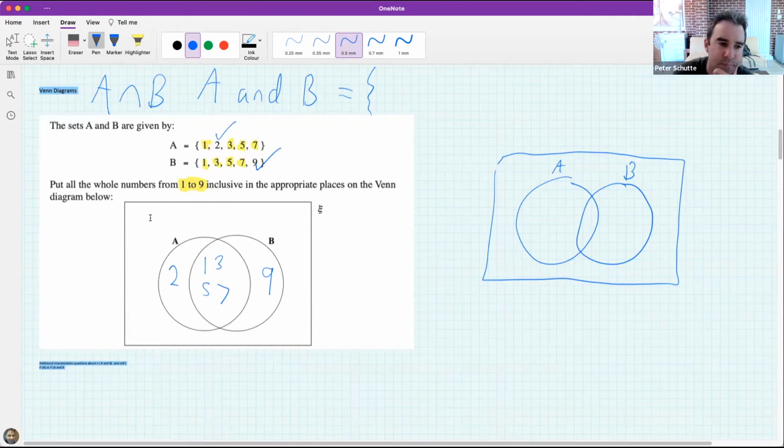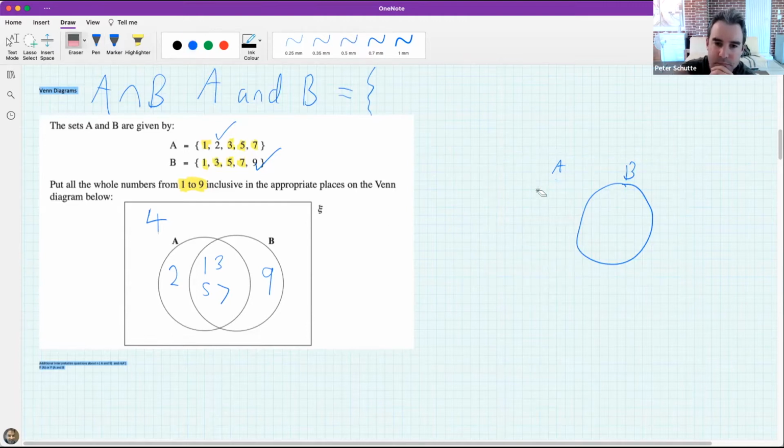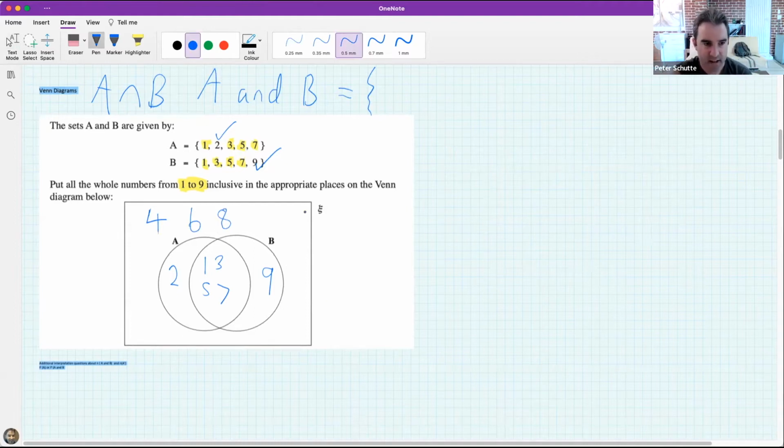Okay, so we have 4, that's definitely going to be outside because it's not in A or B. What else is going to be outside of A or B? So we're going to have 6, and we're also going to have 8. Yeah. And so this is an example of a set with a Venn diagram where you have certain elements in different regions of the Venn diagram.